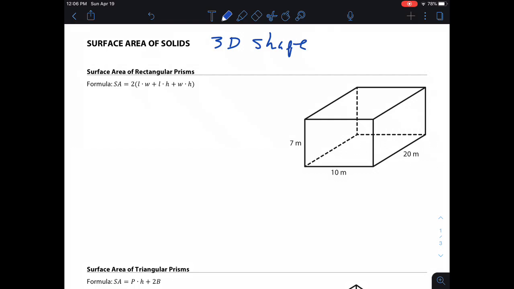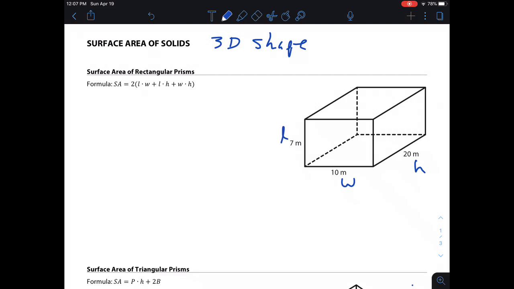My L is going to be a kind of cursive looking L. I'm just going to call the 7 the L, even though it looks like the height. I'm going to call 7, L. I've got to turn my pen on here. There we go. And then I'm going to call the 10 the width, and I'm going to call the 20 the height. So in this case, my prism is actually laying on its side because the height is the 20, which is on the bottom of the shape.